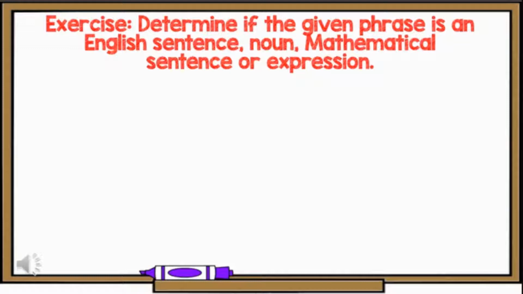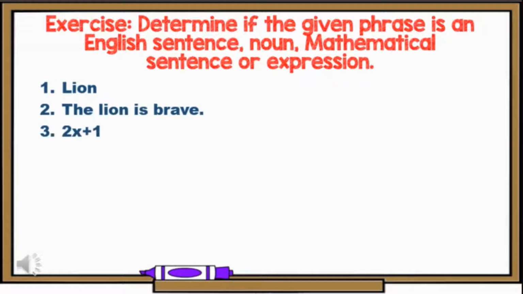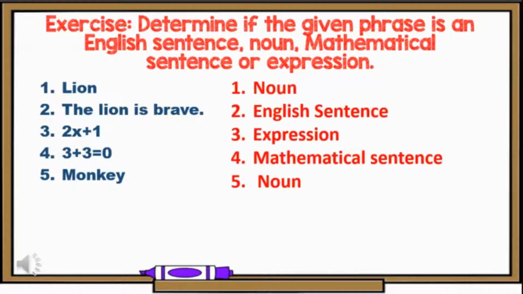On our last lecture, I gave you an exercise. Determine if the given phrase is an English sentence, noun, mathematical sentence, or expression. First, we have the word lion. Next, the sentence, the lion is brave. Next, 2x plus 1. 3 plus 3 is equal to 0. And finally, we have the word monkey. So these are the key to correction.